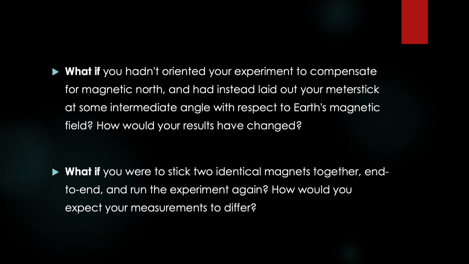If I were to stick two identical magnets together end to end and run the experiment again, the direction of the magnetic field would remain the same, but the magnitude would approximately double due to the superposition principle. It would not double exactly, however, due to distance dependence.